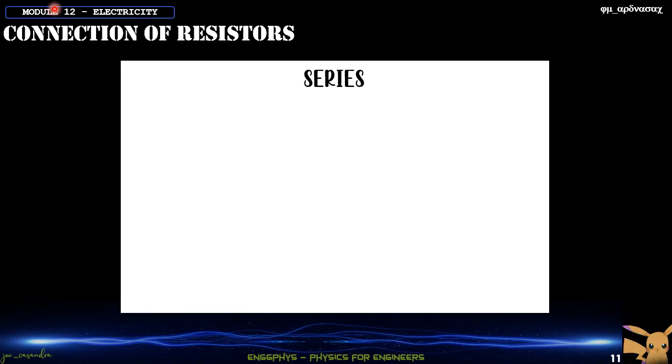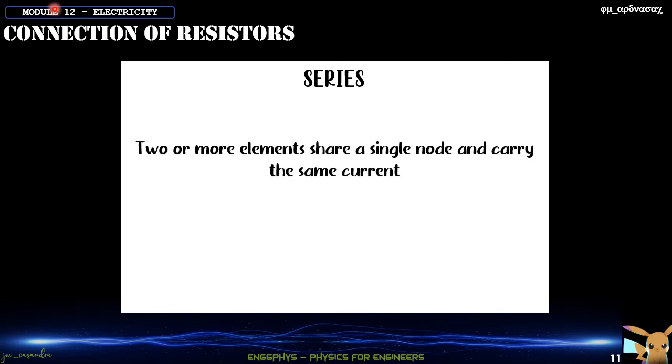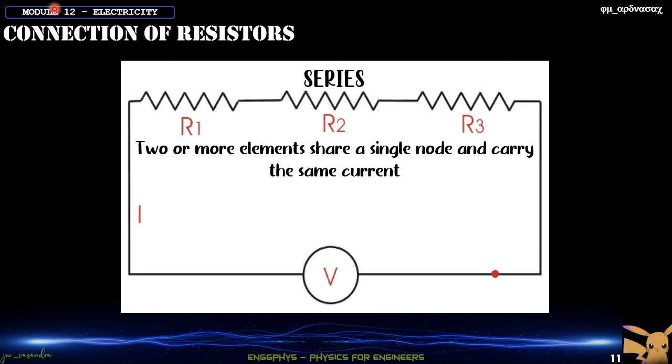From the name itself, series, ibig niyang sabihin, the resistors are connected one after the other. Two or more of our resistors share a single node and carry the same current. So this is an example of a series connection. As you can see, you have here three resistors, connected continuously, sharing a common node. This is the shared node between R1 and R2. This is the shared node between R2 and R3.